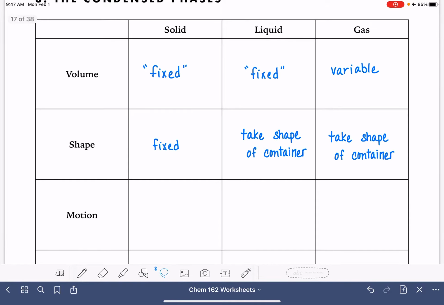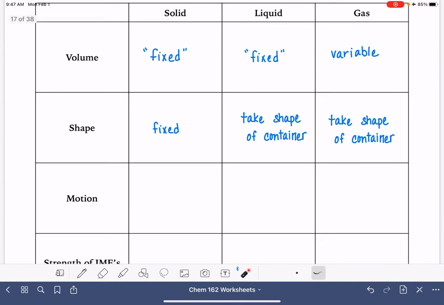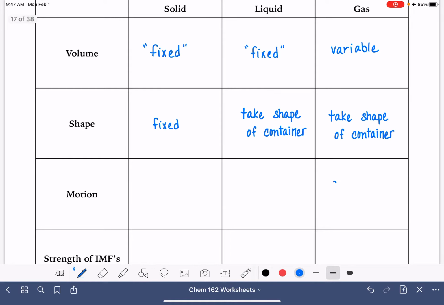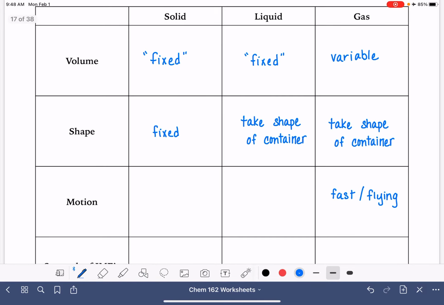In terms of motion, this is referring to the motion of the molecules or atoms that are in the solid, the liquid, or the gas. Gas molecules have a very fast motion. Their motion is kind of like flying. I like to imagine gas molecules like a whole bunch of super balls, those little bouncy rubber balls just kind of randomly flying around. Solid molecules or solid atoms have vibrations in place.